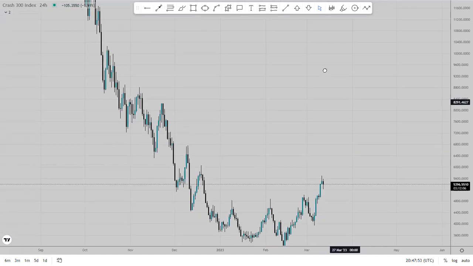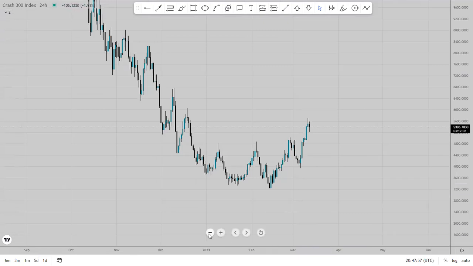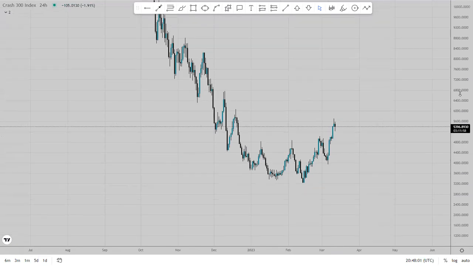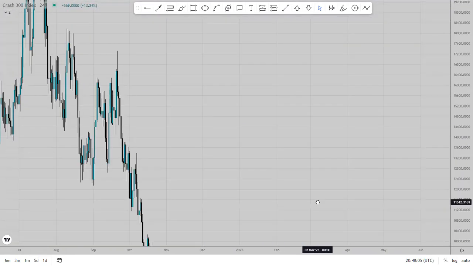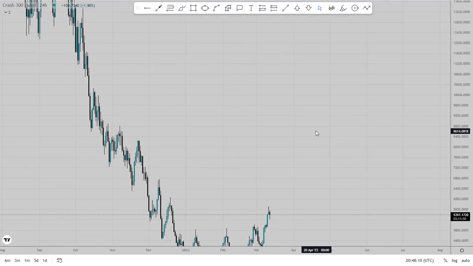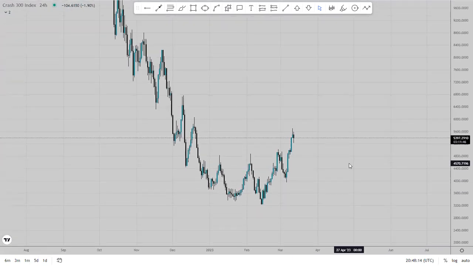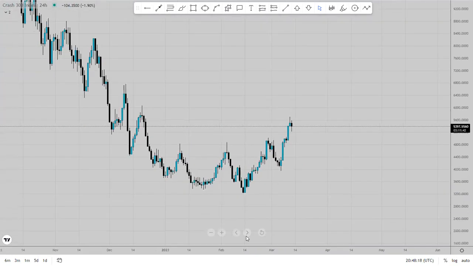So we just want to take a look at Crash 300, which is one of the instruments that they've managed to add onto their synthetic indices. We just want to go through the analysis so that some of you who trade it at least can have a rough idea of what we are looking forward to for Crash 300 this particular week. So make sure that you watch the video up until the end.